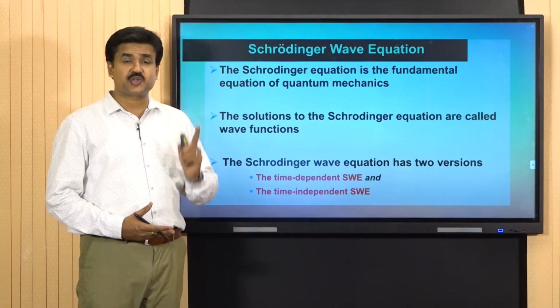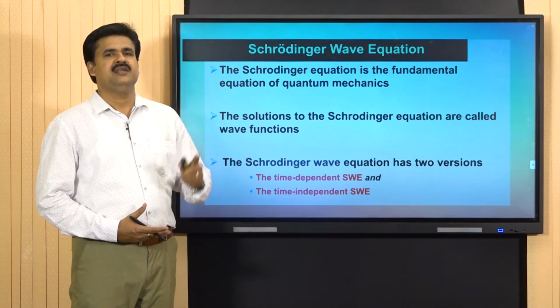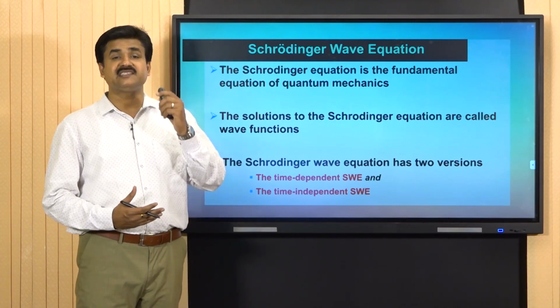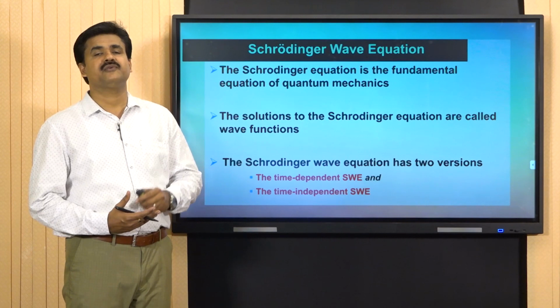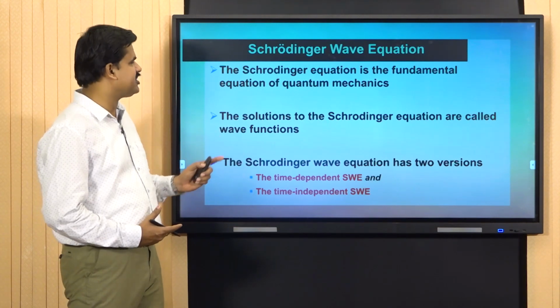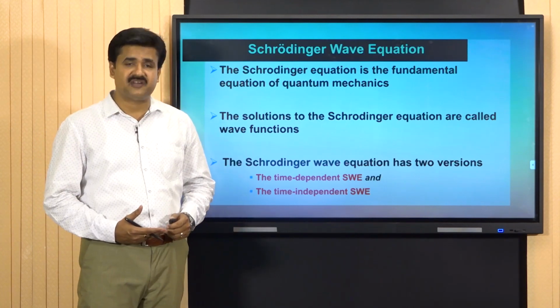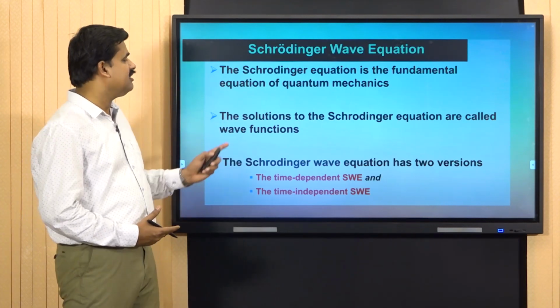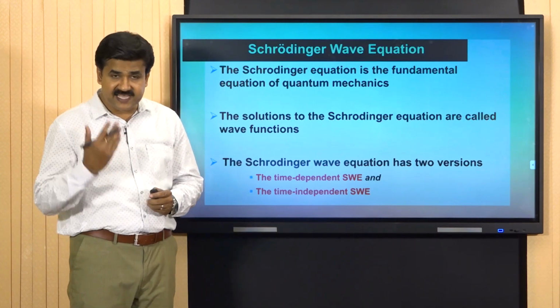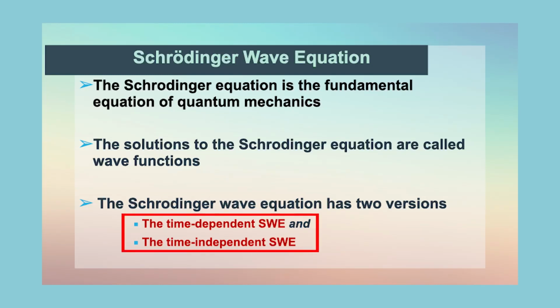Now, the Schrodinger wave equation. The Schrodinger equation or the Schrodinger wave equation is the fundamental equation of quantum mechanics. The solutions to the Schrodinger equation are called wave functions. The Schrodinger wave equation has two versions or two forms. They are the time-dependent Schrodinger wave equation and the time-independent Schrodinger wave equation.